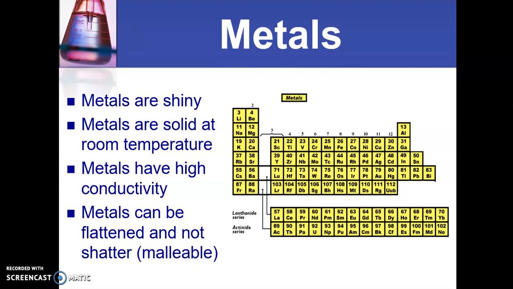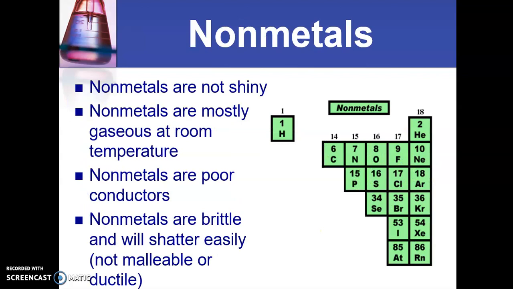Metals are shiny, they're solid at room temperature for the most part, they have a high conductivity, and they can be flattened and they don't shatter, they're malleable, they bend. Non-metals are not shiny, they're usually dull, they're mostly gaseous at room temperature, they're poor conductors, and the solid non-metals are brittle and will shatter easily.